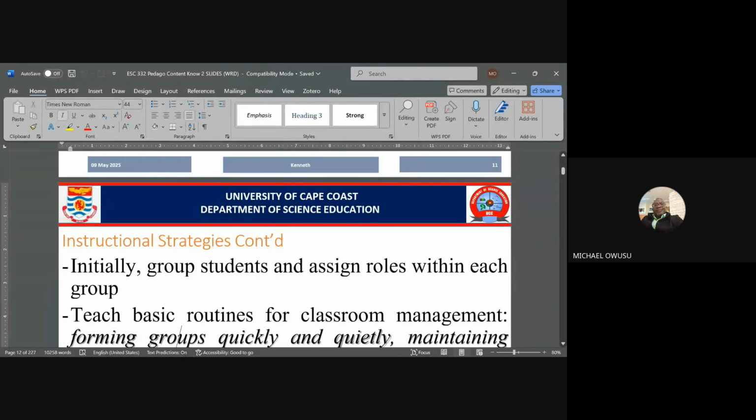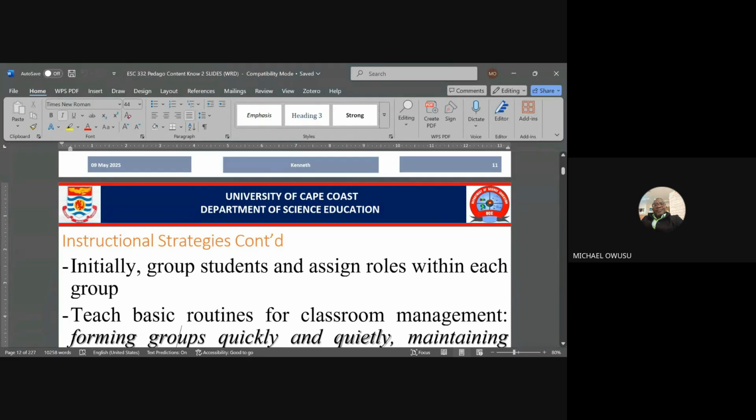Assign roles to each of them. Somebody should be the secretary. Somebody should be the, let's say, the porter. Somebody should put all the things together. Somebody at the end is the one who is going to present, so that each person knows his or her role in the group.